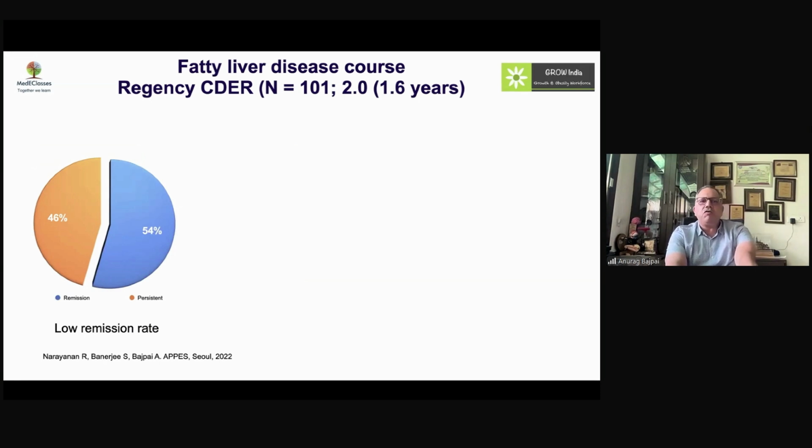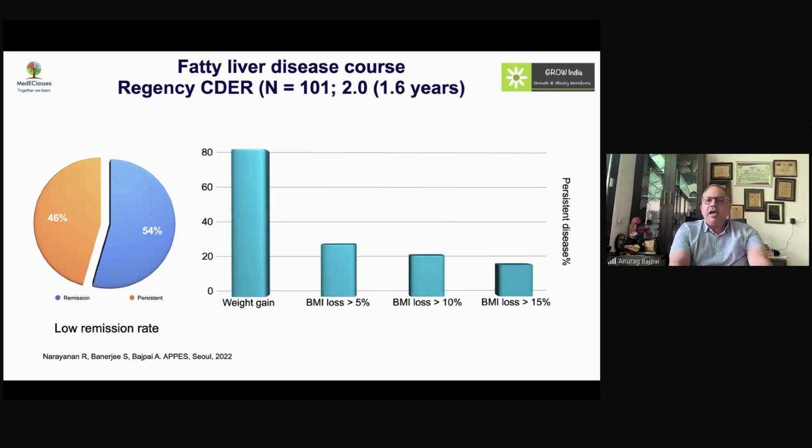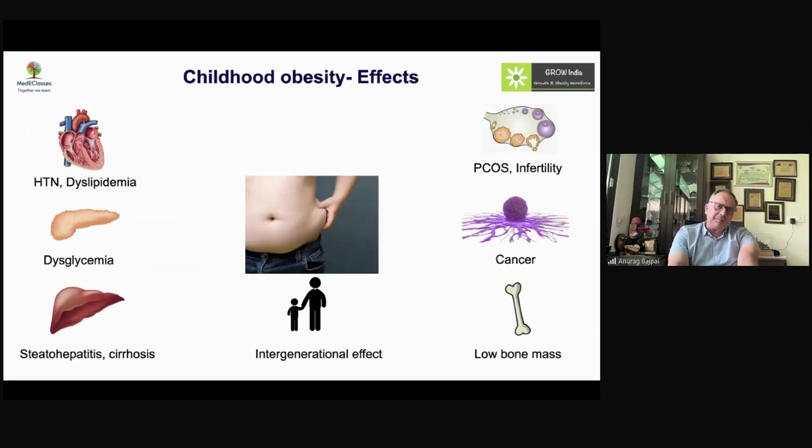This is our data of over 100 children whom we followed up, and we found that most of them had persistent fatty liver. A BMI SDS loss of more than 10% was something which predicted improvement in that regard, and that was really, really important from that perspective.